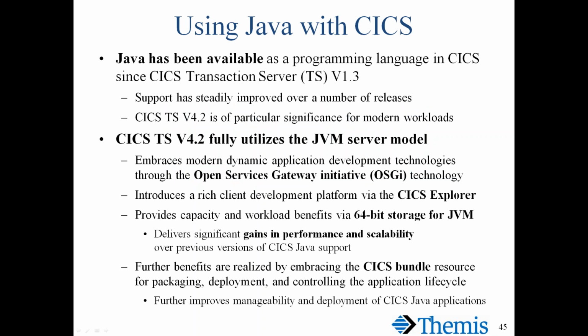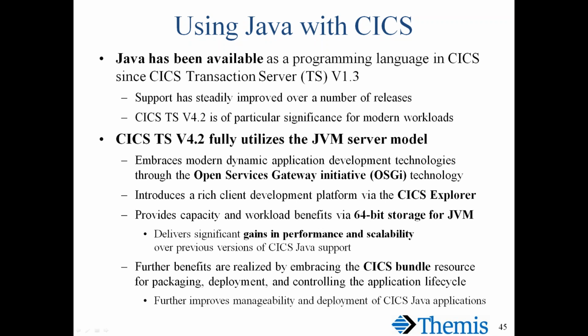Java with CICS has been around for a while, and it's been improving. In version 4.2, the JVM server model is now being fully utilized, and this replaces a previous approach that was called pooled JVMs that wasn't as efficient. The Open Services Gateway Initiative is a set of technology that introduces a rich client development platform for CICS called CICS Explorer, and provides not only a better development environment, but also some improved capabilities for working with Java, performance and scalability gains, among others.